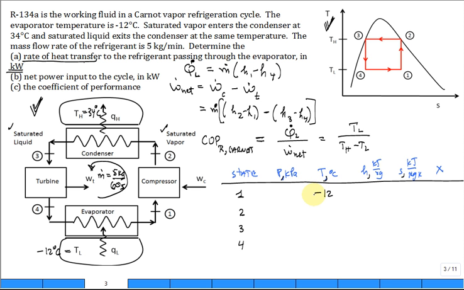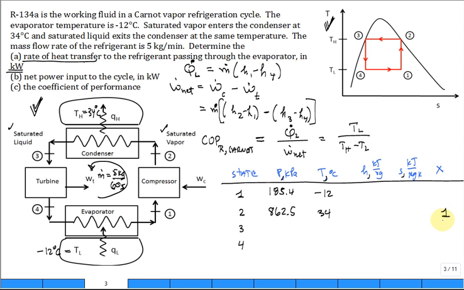Okay. So to get state 1 fixed, you can get the saturation pressure. So P sat at negative 12, you look up in the table, it's 185.4 kilopascal, or 1.854 bar. But you look back at state 2, you know state 2 is saturated vapor. And so you can look up the temperature, well, it's given to you, it's 34 degrees C. You look up the corresponding pressure, 862.5 kilopascal. And then you can look up this H, and S, and its quality is 1.